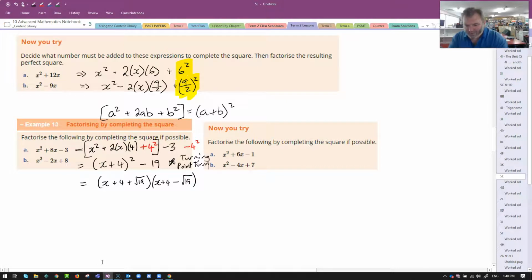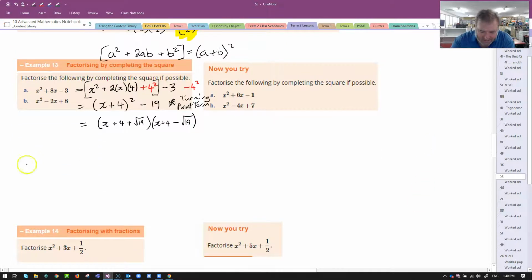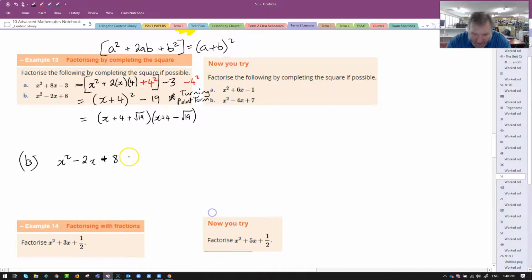I know this one's going on for a little bit. I'll try and wrap it up soon, but it's too much fun, and we have to talk about why they said "if possible". So let's see what happens in this one. x squared minus 2x plus 8. Make the perfect square.